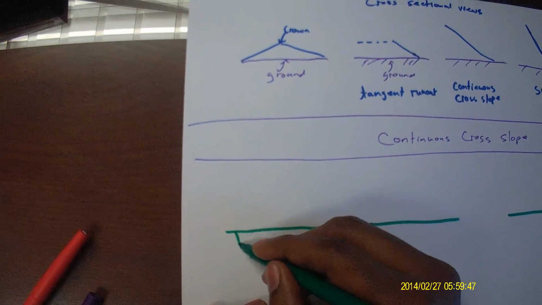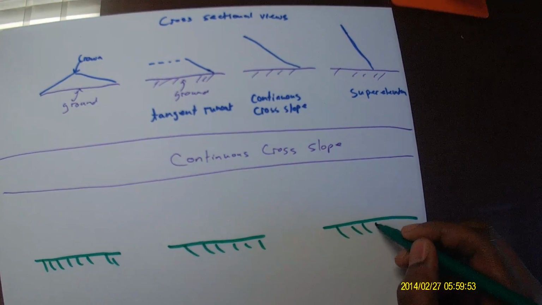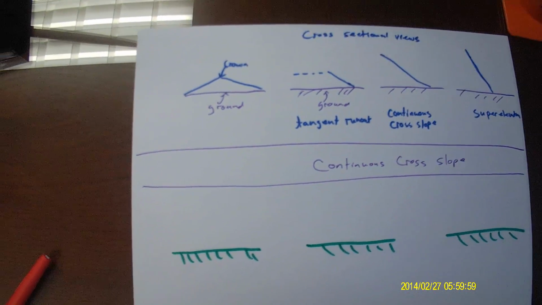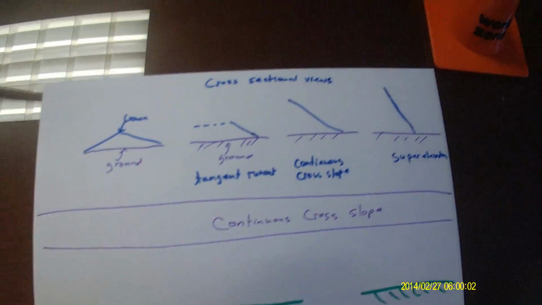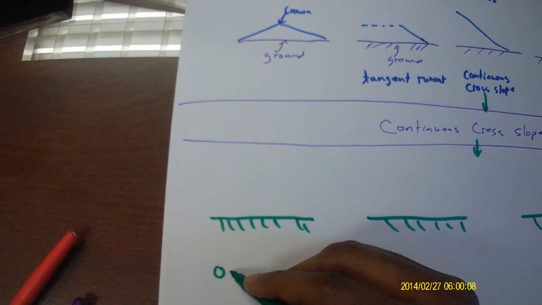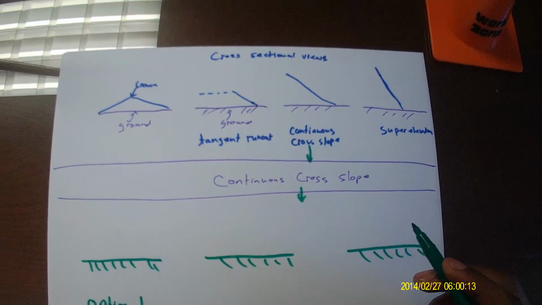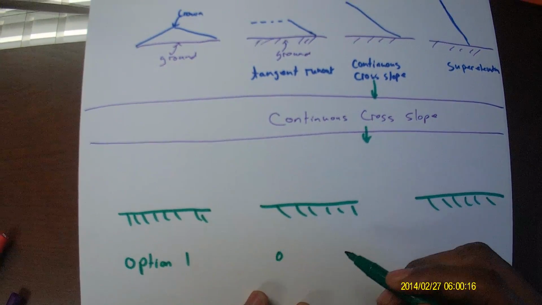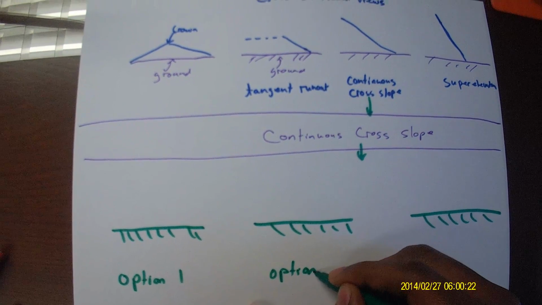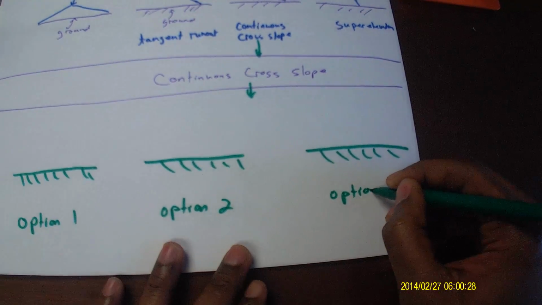Okay? Again, I'm just calling this my ground here, but a different color just to differentiate that we're talking about two different things here. So once you reach the continuous cross slope, you have the option to rotate your section about the outside edge, inside edge, or about the center. So you have option 1, option 2, and option 3.